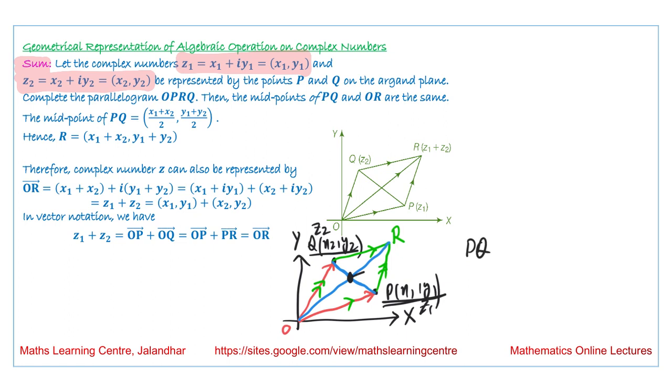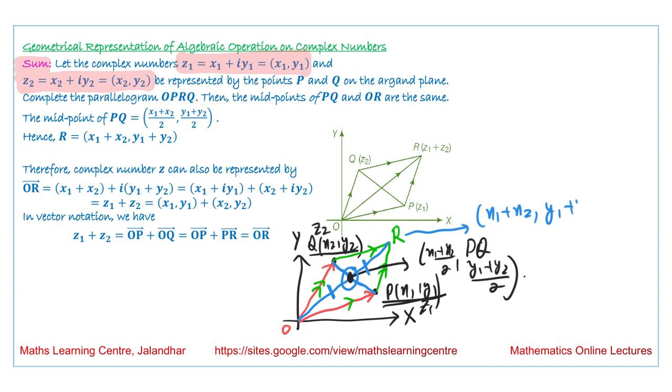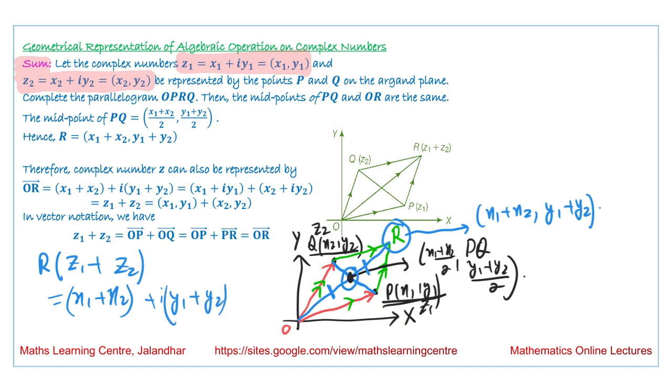The coordinates of this point are (x1 plus x2 by 2, y1 plus y2 by 2), and this point is also the midpoint of the line OR. So the coordinates of this point R are (x1 plus x2, y1 plus y2). This point R represents the number z1 plus z2, which is x1 plus x2 plus iota (y1 plus y2). This is equal to x1 plus iota y1 plus x2 plus iota y2, that is, z1 plus z2. So this point R represents the number z1 plus z2.